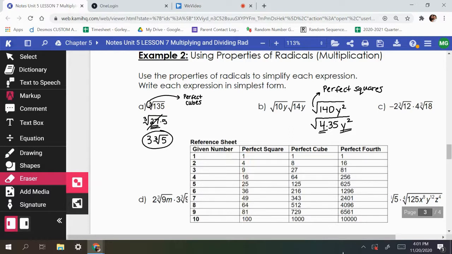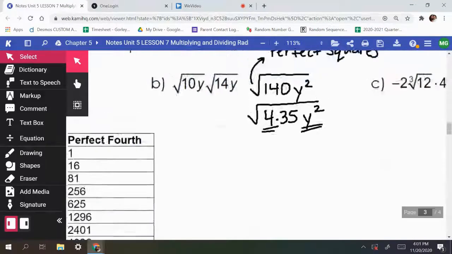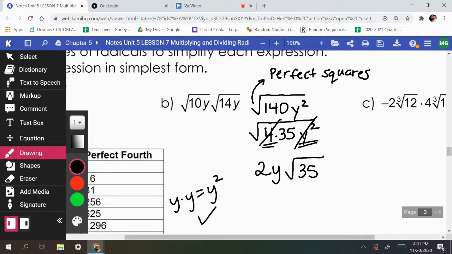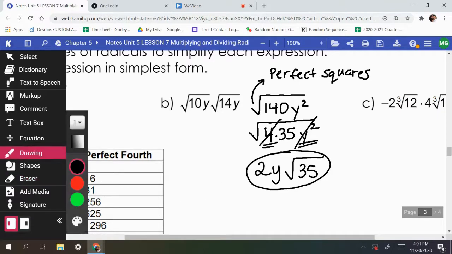Okay, we're going to simplify the perfect parts. Let me just throw this out of the way so I can zoom in and finish simplifying this. Square root of 4 is going to be 2. Square root of y squared is going to be y, right? Because y times y is y squared. Okay, and then 35 is not perfect, so it has to stay underneath the radical. Okay, and I cannot break 35 down any further. There is no perfect square that 35 is divisible by other than 1.